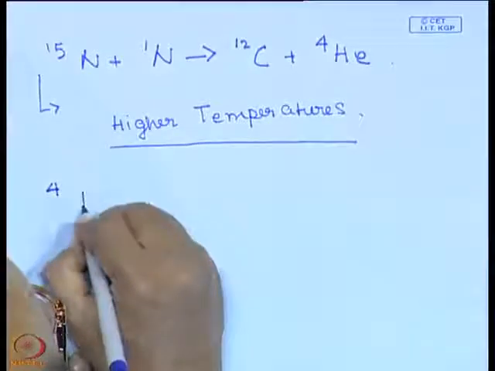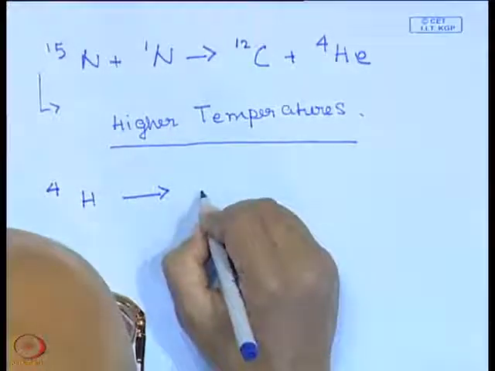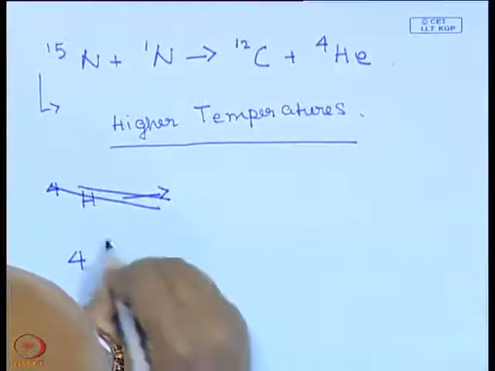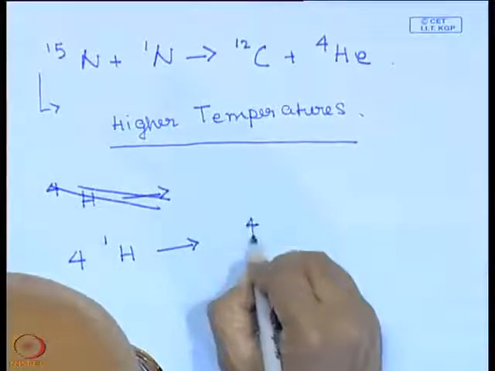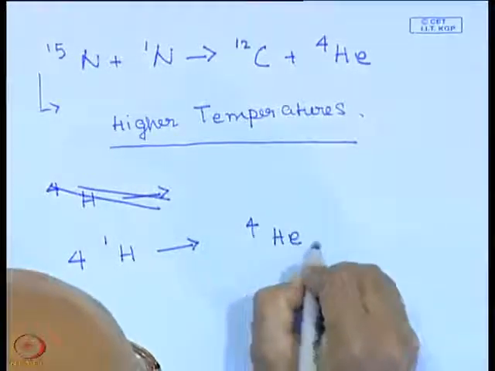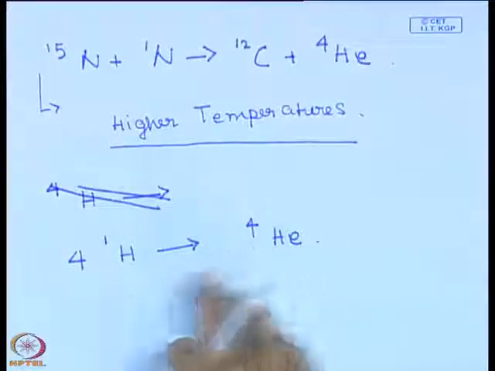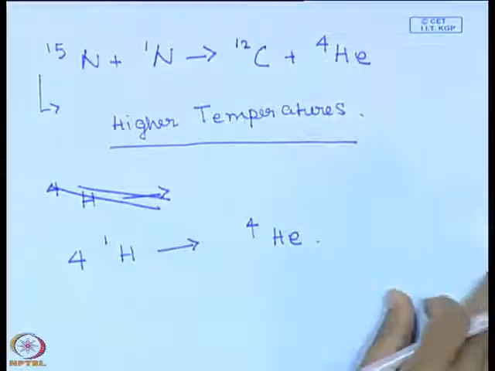So, in both of these reactions, you have four hydrogen atoms going into, sorry, let me write it correctly. So, you have four hydrogen atoms going into helium 4. So, let us see how much energy is released in one such reaction. So, we have to look at the difference in masses.